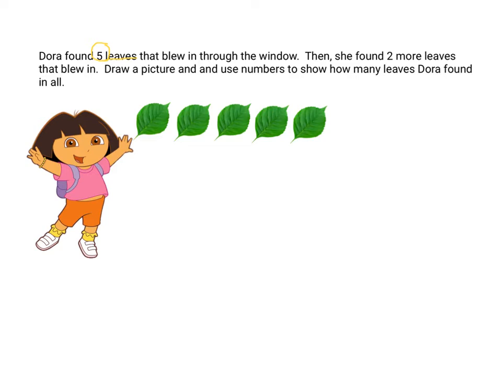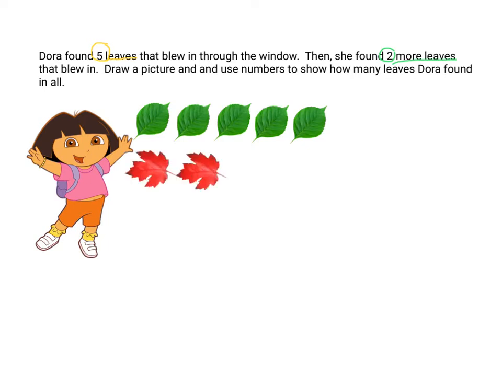It says, then she found 2 more leaves that blew in. I went ahead and circled 2 and underlined more leaves. Boys and girls, since I see that number 2 in my word problem, that's a good clue that that's something that's going to have to show up in my picture and in my addition statement. Now, since it says more leaves, that word more clues me in that we're going to be doing addition. So I need to add 2 more leaves to my picture.